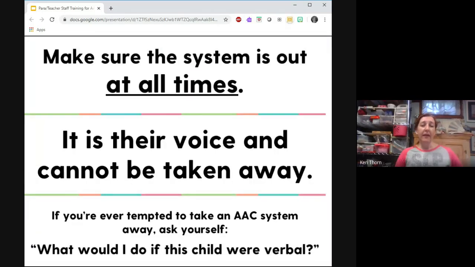So access: they need to have access to communication at all times. It should never be taken away, because it's like taking away their voice. And if they are engaging in behaviors, you always want to ask the question, what would I do if this student was verbal? And how would I react to that behavior? If you take nothing else away from this, that's one thing I would always want people to think in the back of their head. If they're doing something, how would I react if the student was verbal? What kind of behavior interventions would I put into place if they were verbal? And try to apply it the same way to the student with the device.